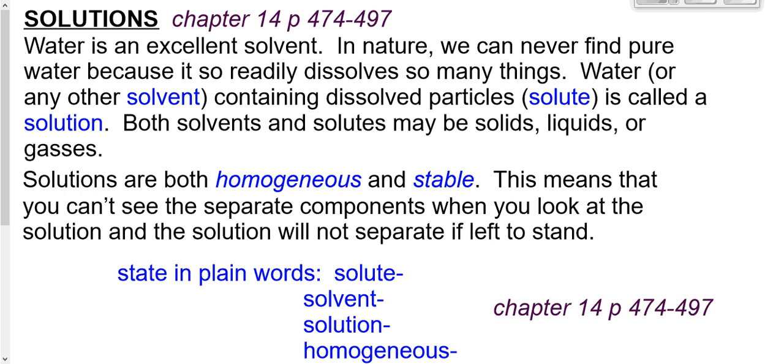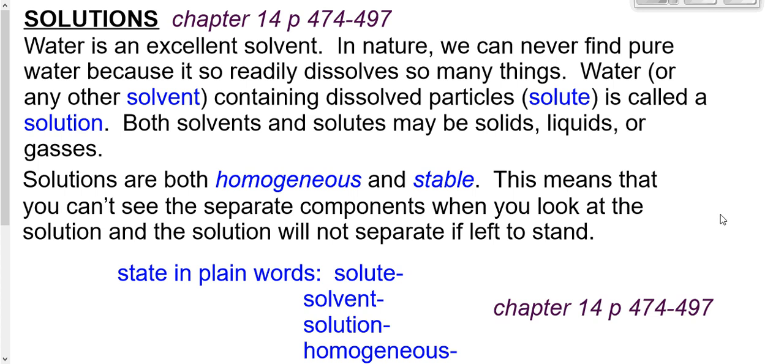Now, the something that's been dissolved is called the solute. The part that gets dissolved is the solute. The part that does the dissolving is the solvent. Together, that's called a solution. And in order to be a solution, you have to have two criteria. It must be homogeneous, which means it's going to look the same throughout, and also it has to be stable, which means if we leave it to stand, let it sit overnight, it's not going to separate back out into its separate components, into its layers.